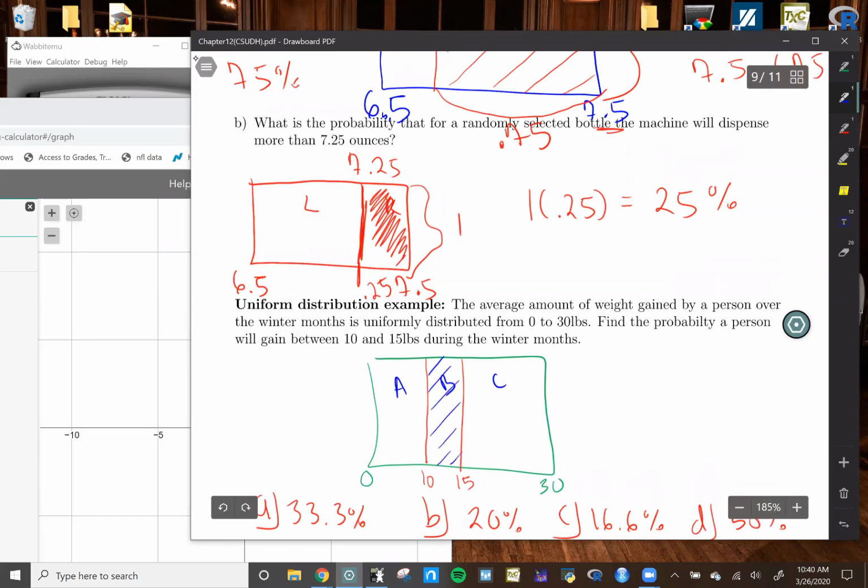Cool. So we want to find the area of that part B. The first thing we're going to do is get the height of this. To get the height of it, let me erase something.